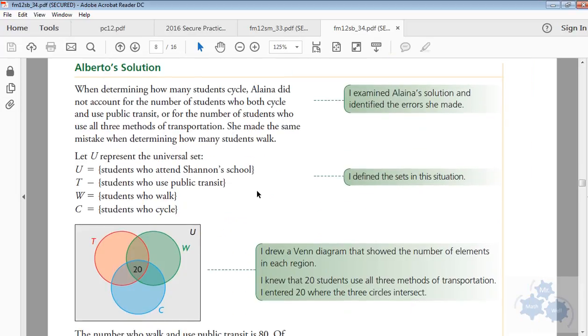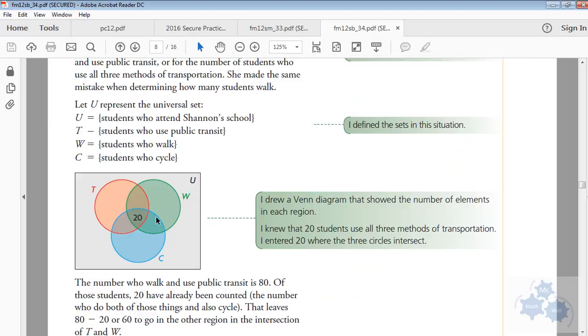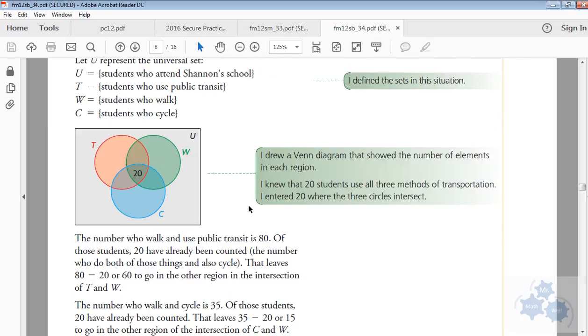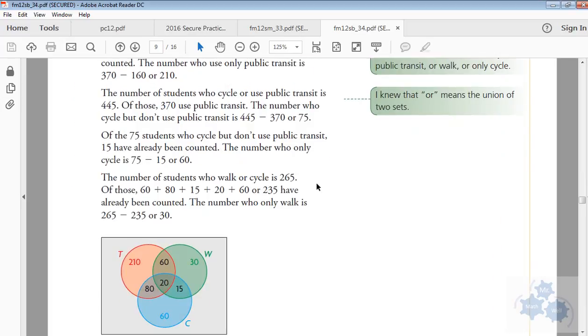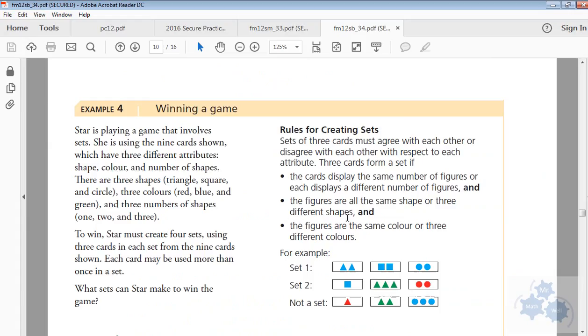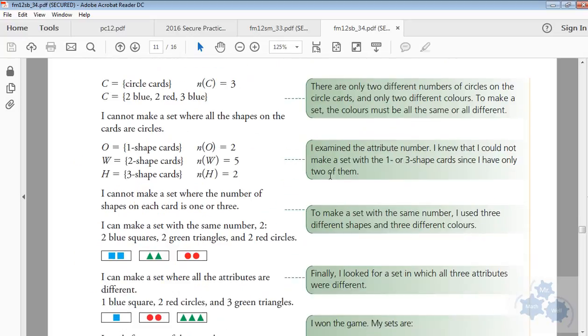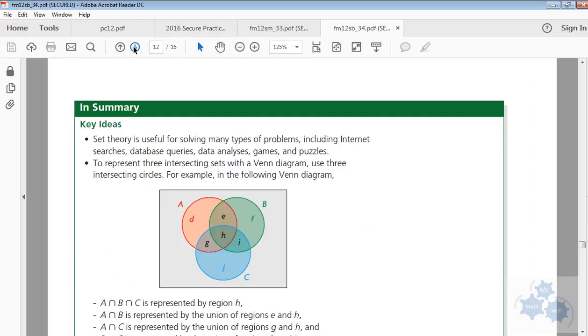You can use the algebra method, or you can use this. See, here's the Venn diagram method. Start with the number in the middle and work out. Okay, that's the best way to do that. All right, so the key ideas, just really quickly, before the assignment comes here. Where are they? Here they are.